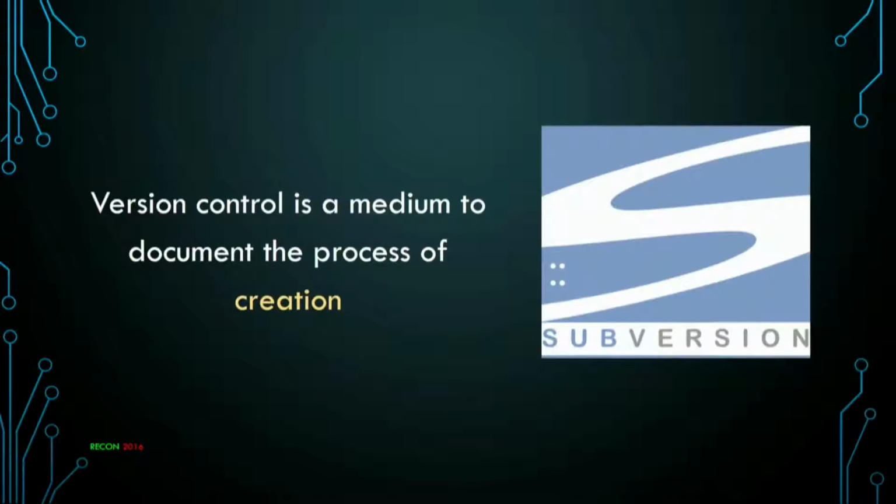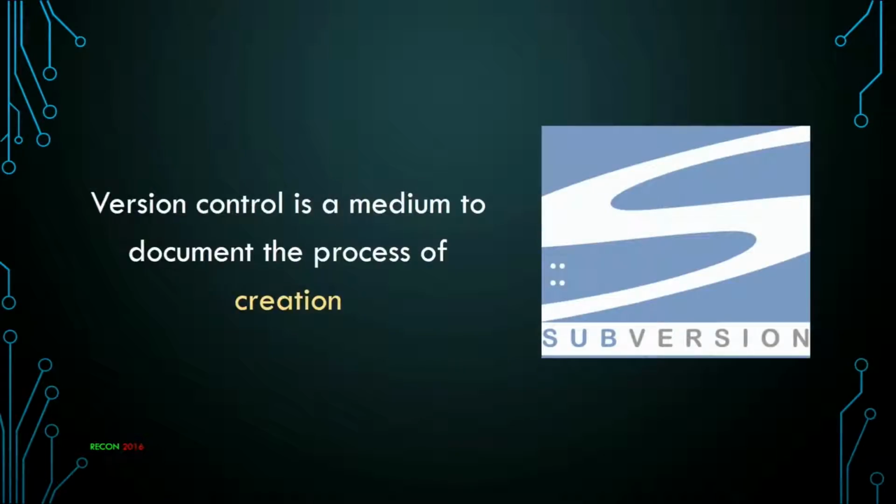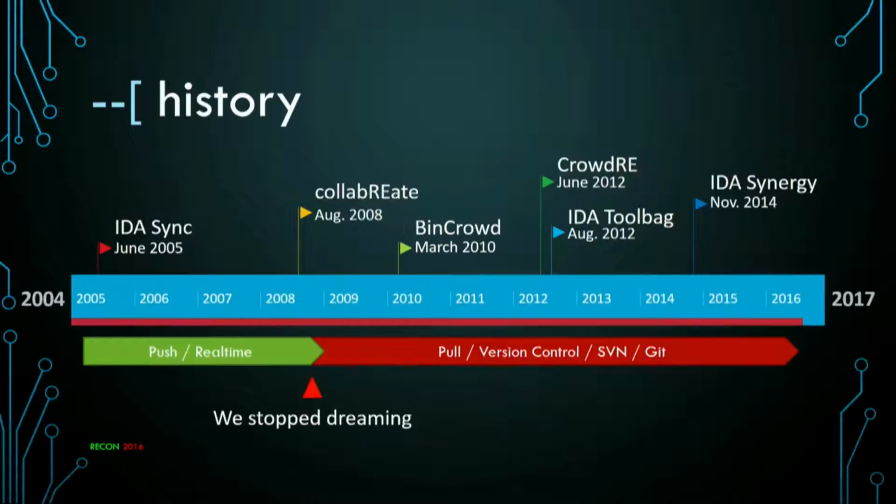So version control, talking about why version control was bad: version control is a medium to document the process of creation, right? For source control, you're developing code, you're writing code. But reverse engineering is an exercise in discovery and digital cartography, right? You're trying to understand what this binary is, what this blob is. You're trying to document it. You're not writing code. You're not developing a system. So, pull and version control, SVN, Git, that seemed very strange for a medium of storing and maintaining notes and whatnot.